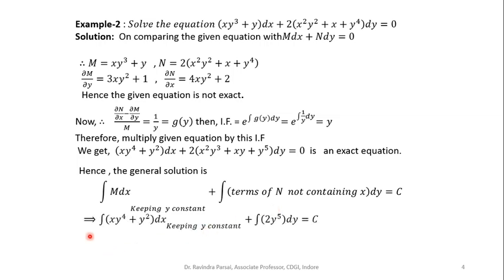So the value is the integral of (xy4 plus y square) dx plus the integral of 2y5 dy equal to c. Now find the integral of this function as x square y4 upon 2 plus xy square, plus 2y raised to 6 upon 6, equal to c, where c is the constant of integration.